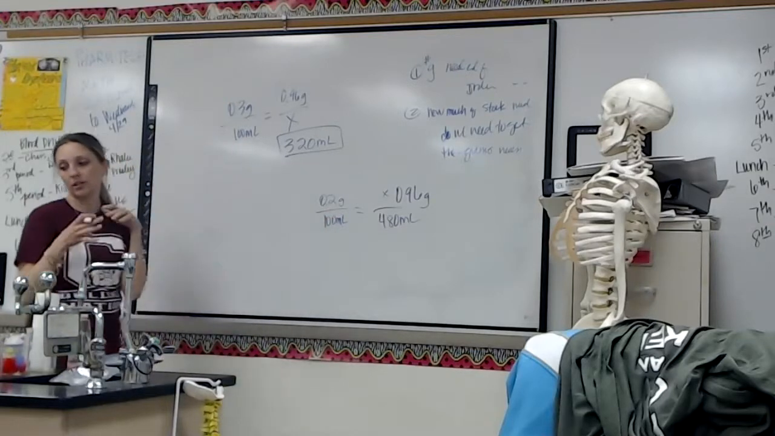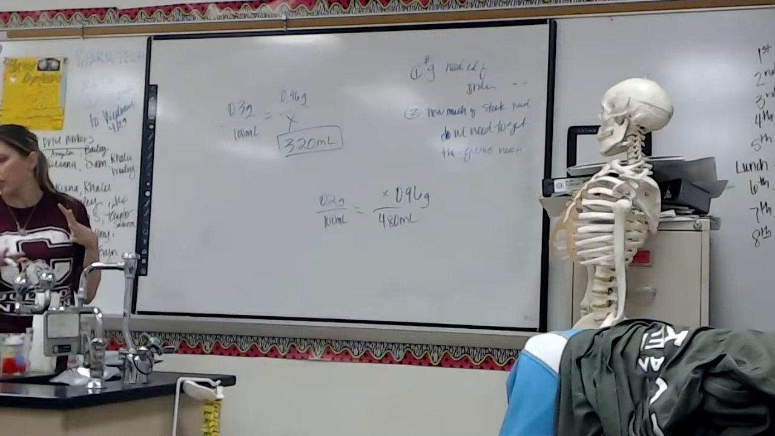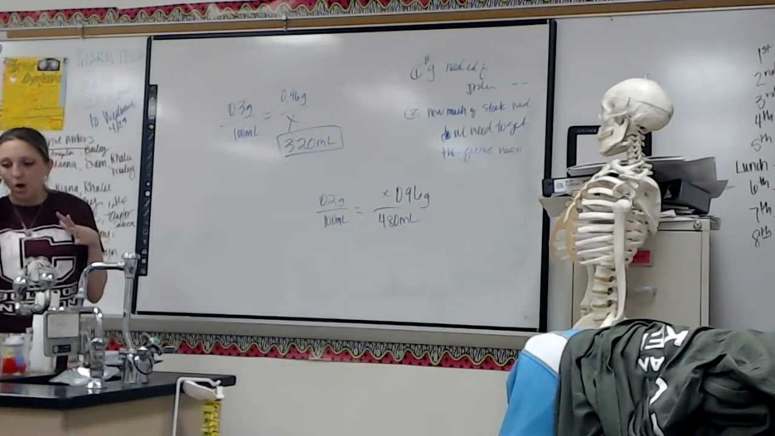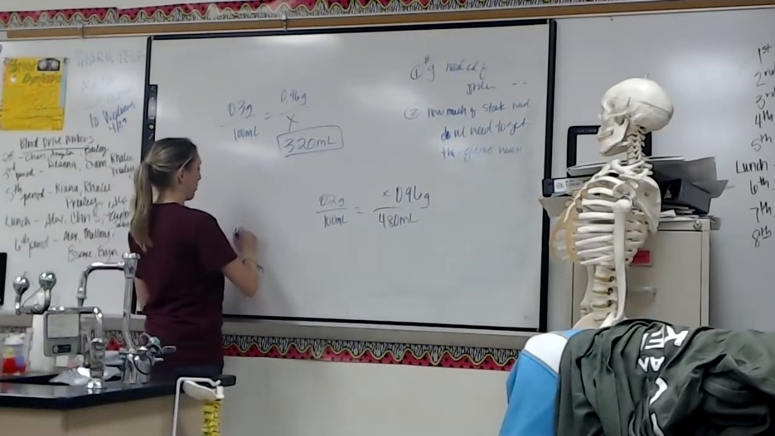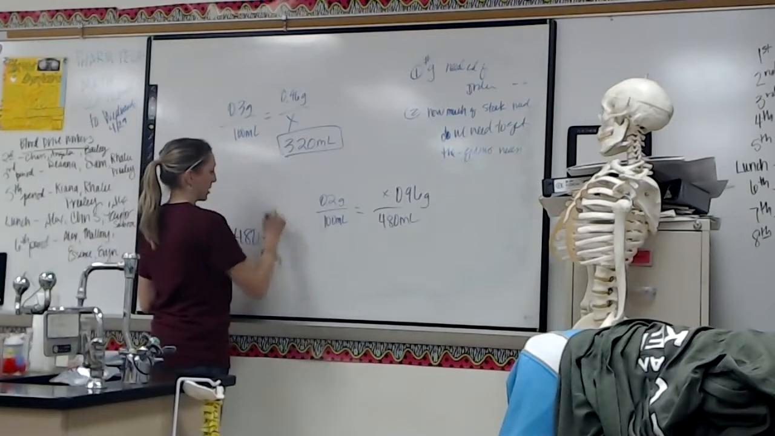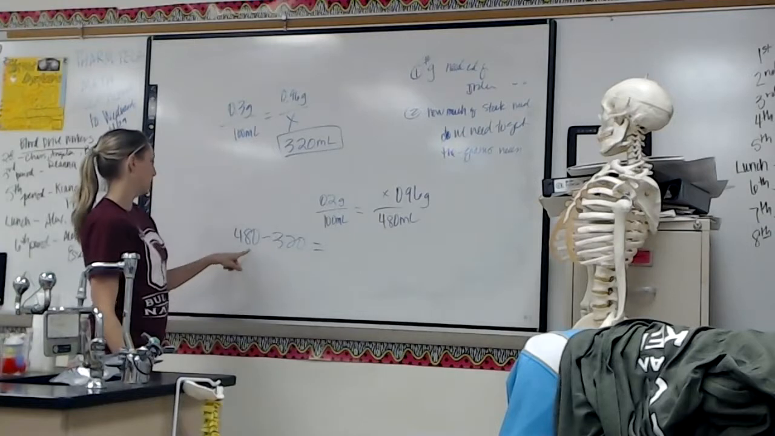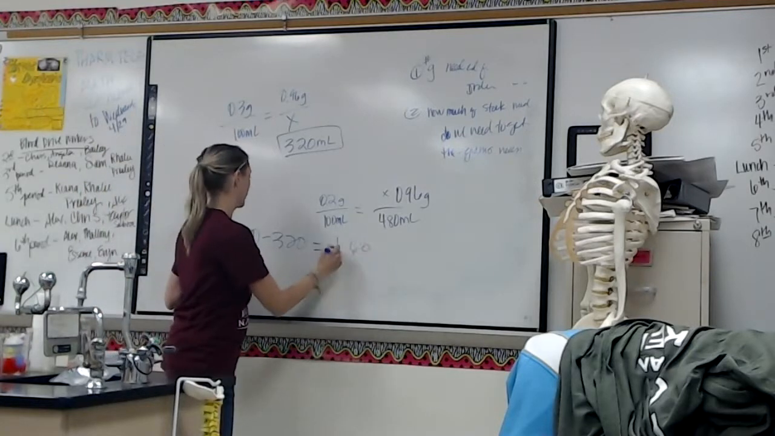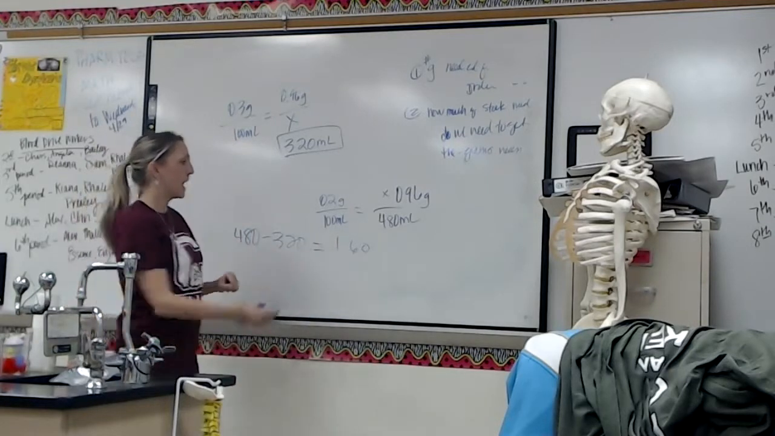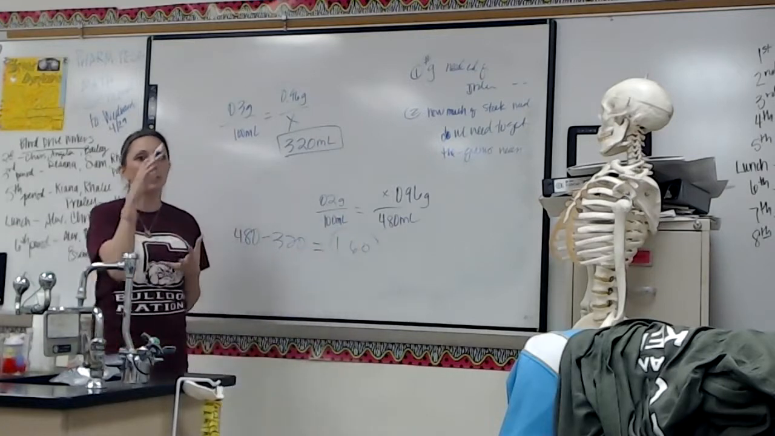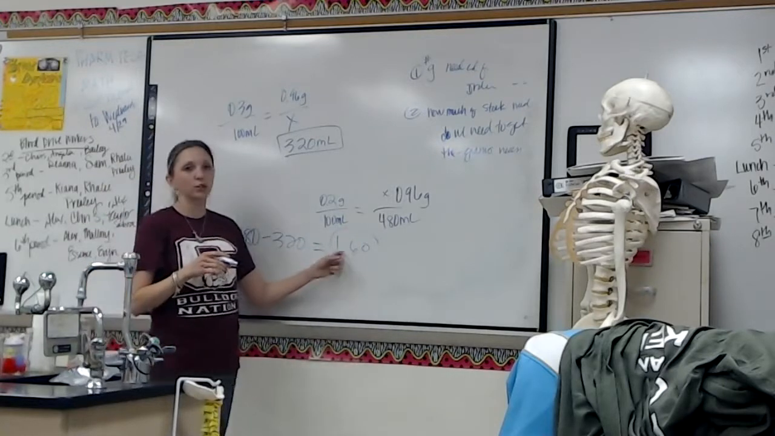So then for step 3, we're just going to subtract our total amount, 480, minus our stock, which is 320, and then we get 160. And that tells us how much we're going to dilute it. So that's what we're going to use of our solvent.